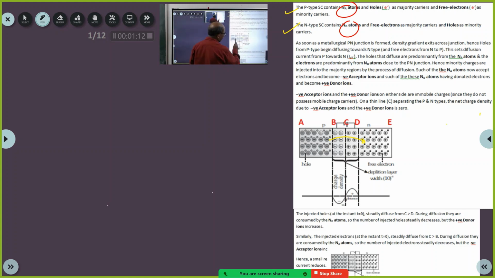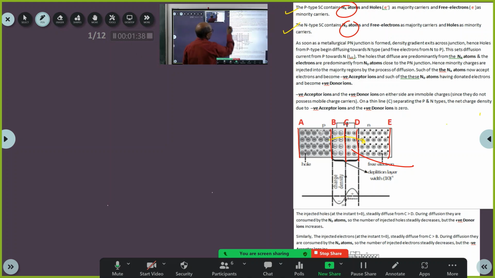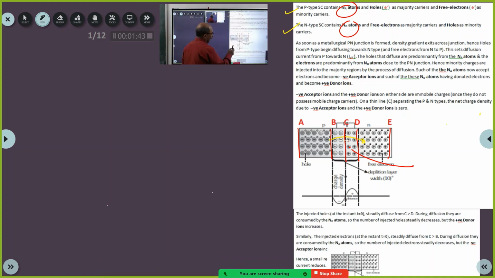And as the holes enter from left to right, see, I have marked 5 lines. This is A, this line is B, this is C, this is D, and this is E line. This line C is the junction line. Now the Nd ions here donate the electrons, and the holes that come from this side are trapped by the free electrons here, and therefore the most important concept is these become acceptor ions and these become donor ions.